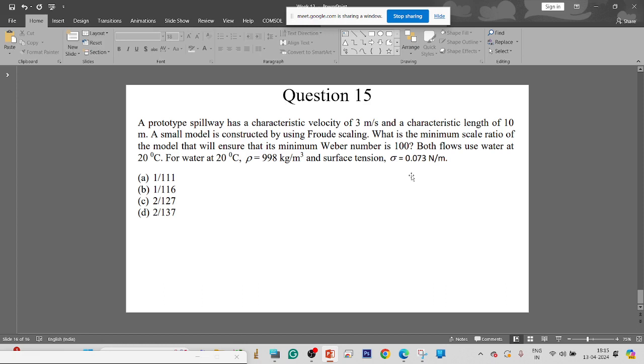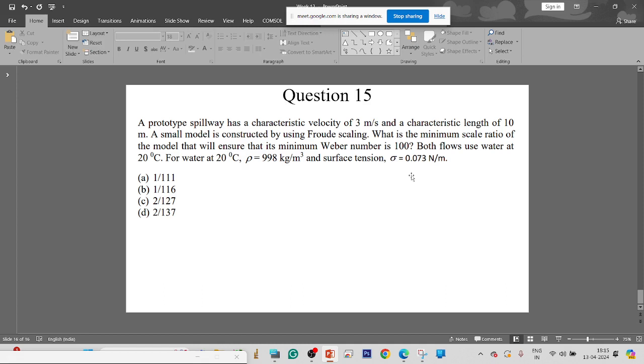So for this, first of all, Weber number for the prototype is density, velocity square, length and surface tension. So this is 998 multiplied by 3 square multiplied by 10.073. So this is equal to 1.23 into 10 to the power 6.